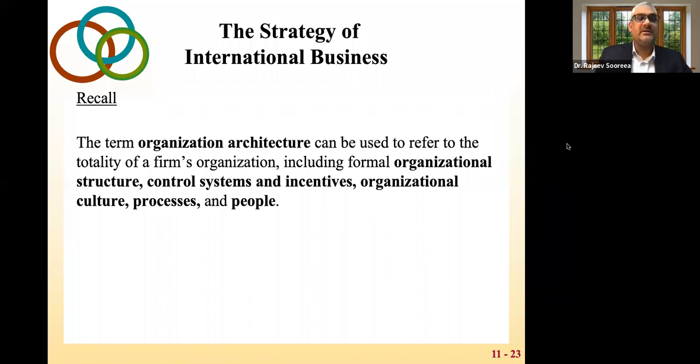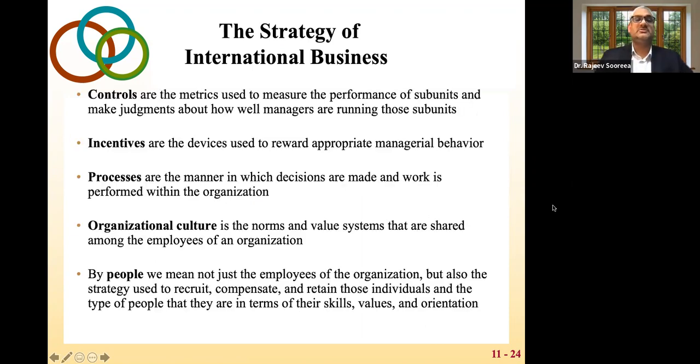All right, so just a quick recall here. Org architecture includes structure, the organization structure. The next pieces would be control systems, incentives, culture, people, and process. So what are controls? Controls are metrics used to measure the performance of subunits and to make judgments about how well managers are running those subunits. So you want to have a control system to make sure that managers are actually delivering on the job they are supposed to be delivering.